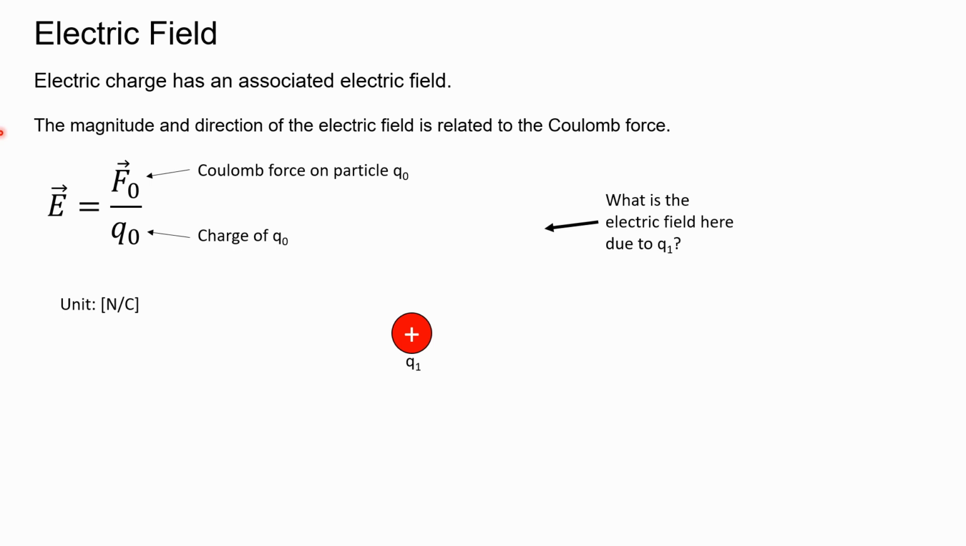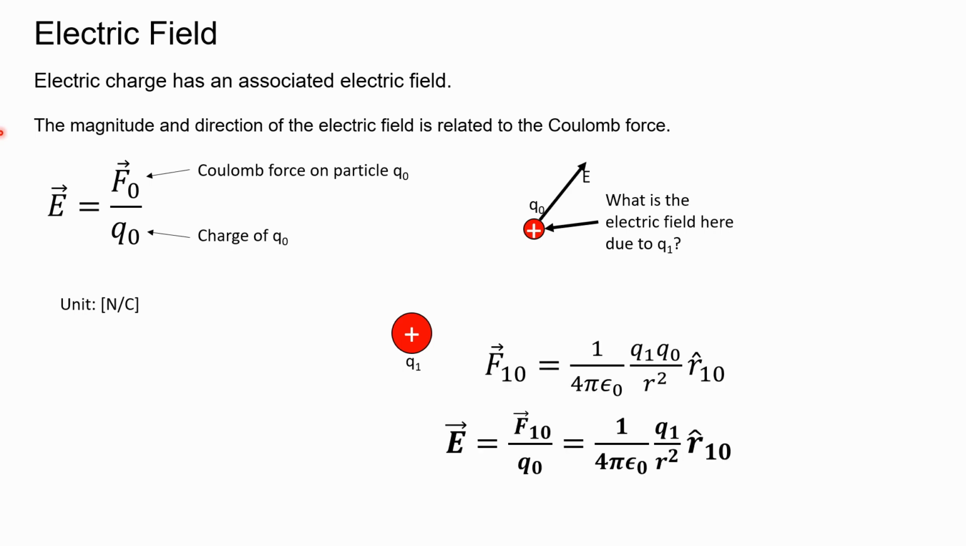So if I have, say, a particle that has charge Q1, and I ask, what is the electric field here at this arrow due to this charge Q1? What I can do is a little bit of a thought experiment. I can say, okay, where I want to evaluate this electric field, I can put an imaginary charge there. Let's call it Q0. It doesn't matter what the sign or magnitude of this charge is, but let's just imagine that it's there.